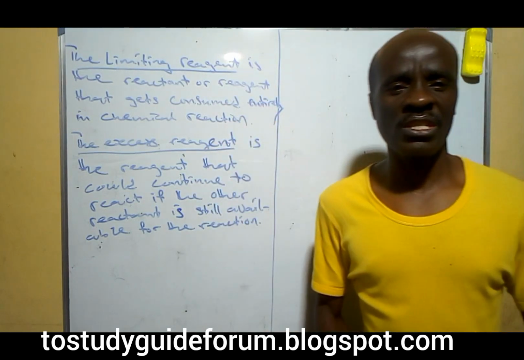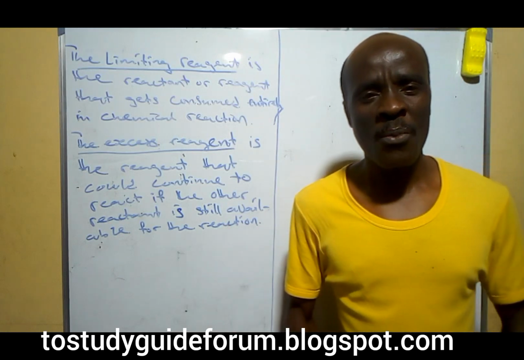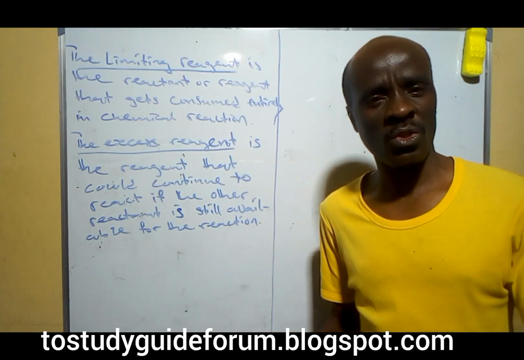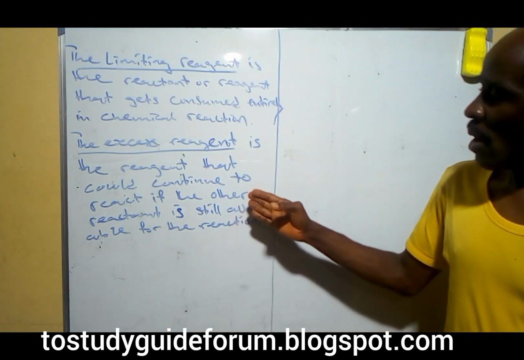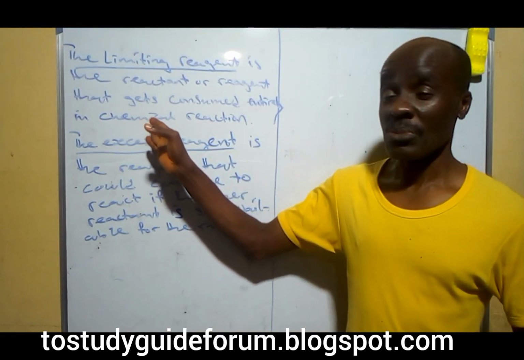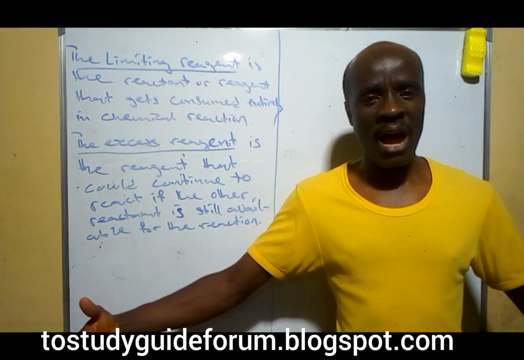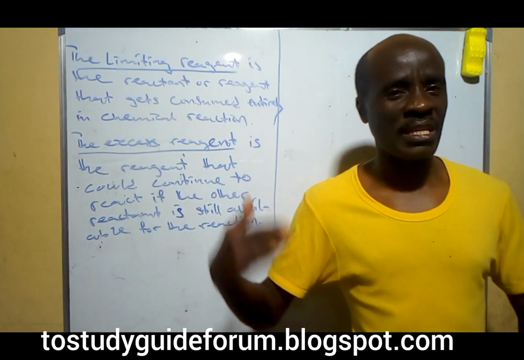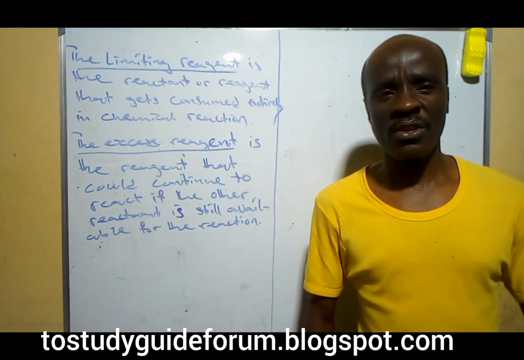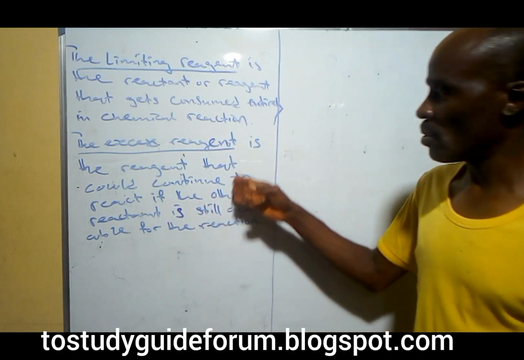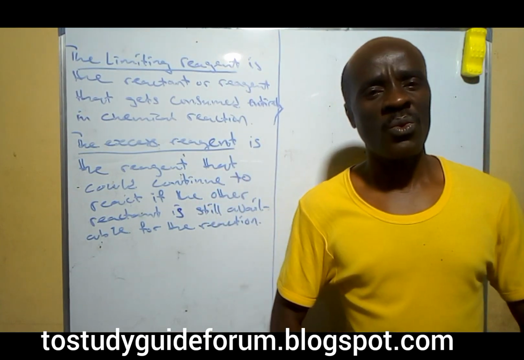So in this case, the limiting reagent tends to stop the reaction because it determines what is to be produced. While we talk about the limiting reagent, it determines how long the reaction will last, because as long as the limiting reagent is exhausted, the reaction will stop. Every other thing will stop, while the remaining one, the excess of the reactants, will remain.